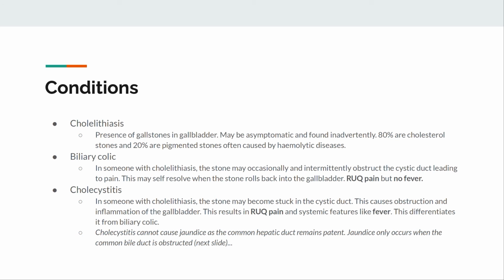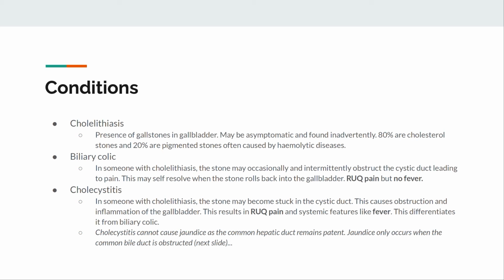Cholelithiasis is the presence of gallstones in the bladder. They might be asymptomatic and just found incidentally while doing something else. 80% of them are cholesterol and 20% of them are pigmented, which is often secondary to hemolytic disease, so it's bilirubin pigment that forms stones.